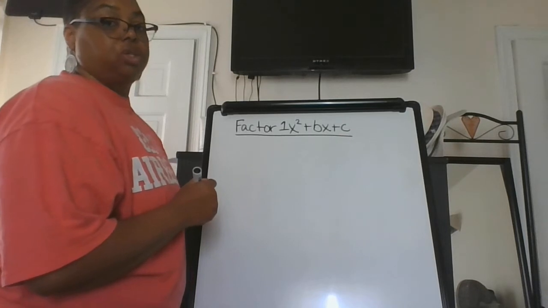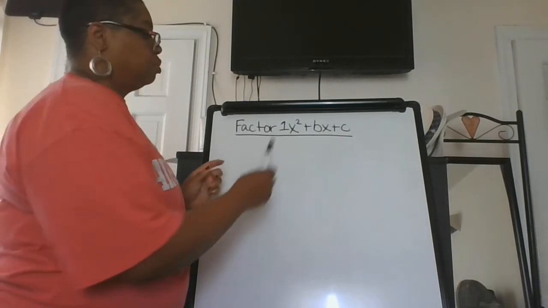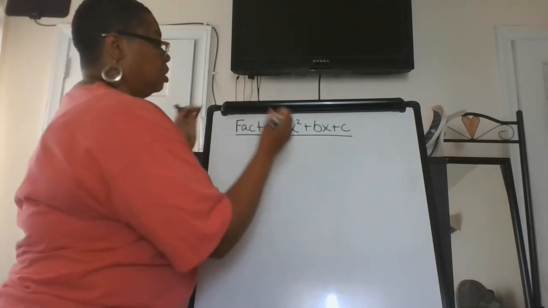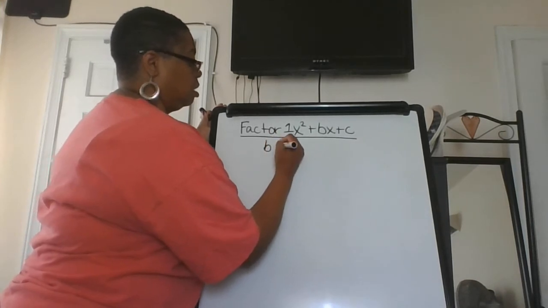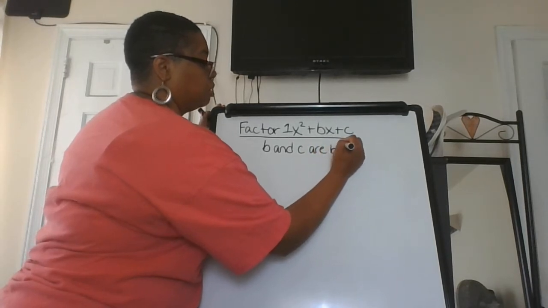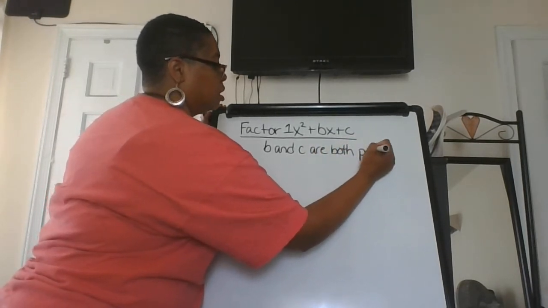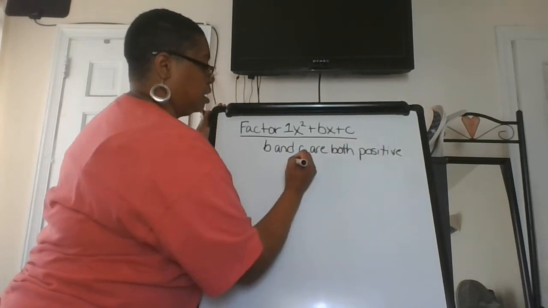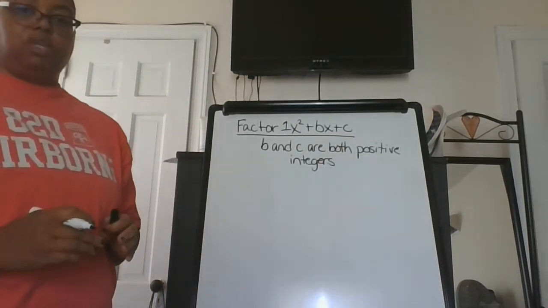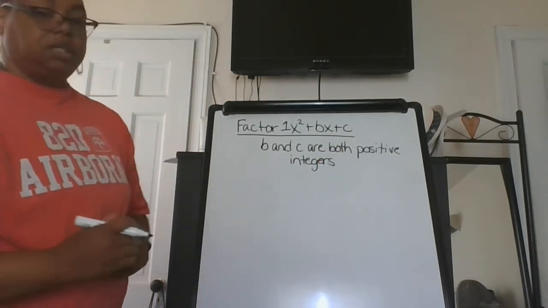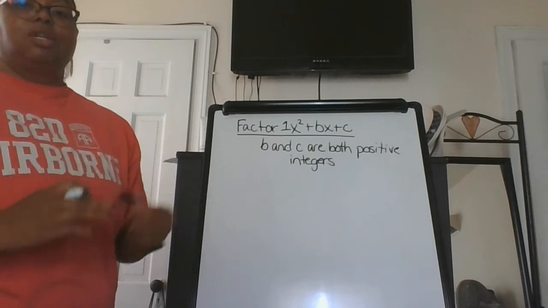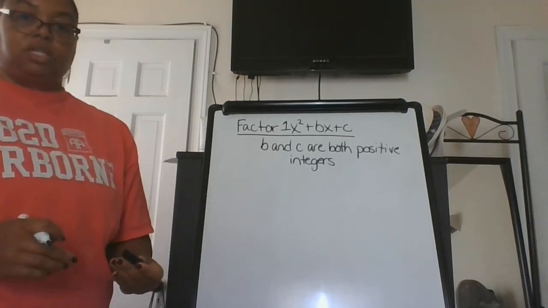And we're also going to factor these trinomials with an x squared coefficient of 1, but also b and c are both positive integers. So the examples that we're going to be doing, the next two, involve where both b and c are positive integers.